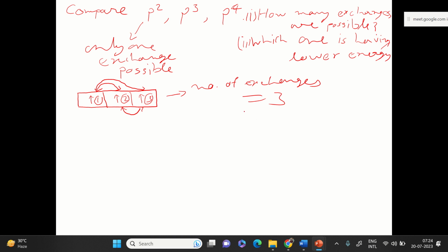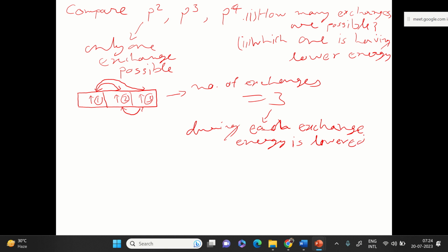So during each of these exchanges you have energy released. Each of these exchanges, energy is lowered by what we have denoted as pi e, pi e per electron exchange here. So it's 3 times. So total energy lowering is 3 times pi e.